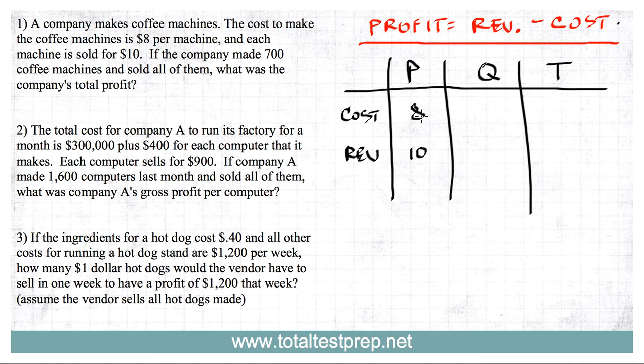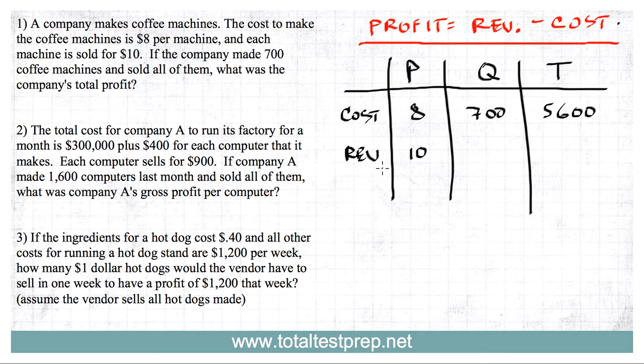Each machine costs $8 to make, and the company made 700 machines. If each machine costs $8, that is the price per machine, and we made 700 of them, the total cost is 8 times 700, or 56 followed by 2 zeros. When you're multiplying multiples of 10 or 100, just multiply the numbers that aren't zeros first. In this case, 8 times 7, which gives us 56, and then add all the zeros that you see. So with 2 zeros, this is 5,600.